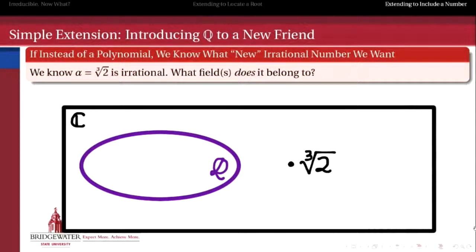Well, it belongs to the complex numbers, but again, that's not an interesting example for us. We would like to find somehow the simplest, the most parsimonious. We want the field which is bigger than Q, but only just big enough to contain the cube root of 2. How do we do that?